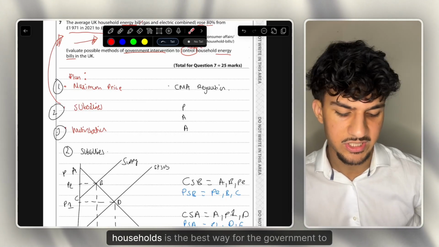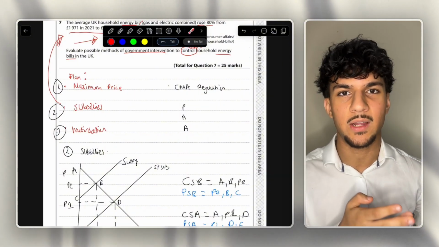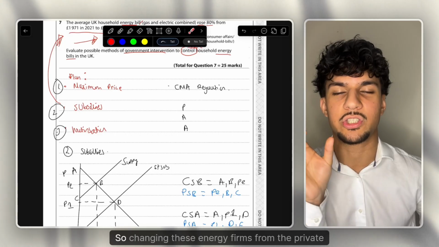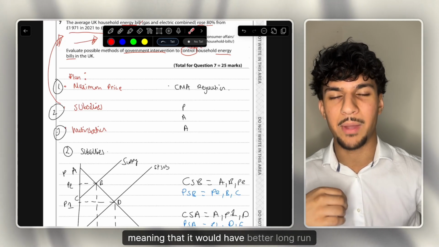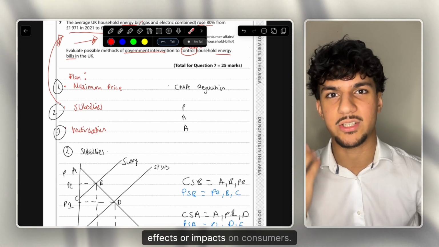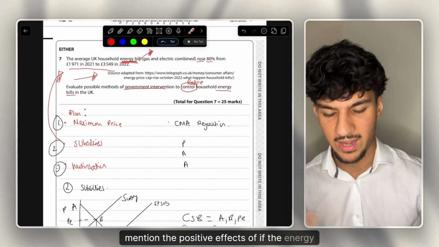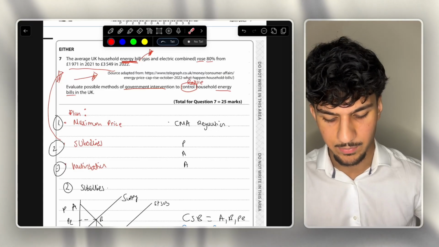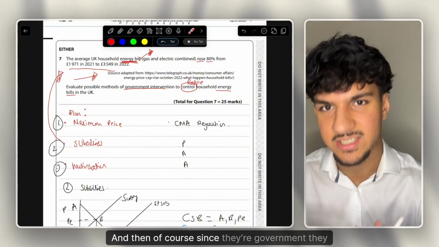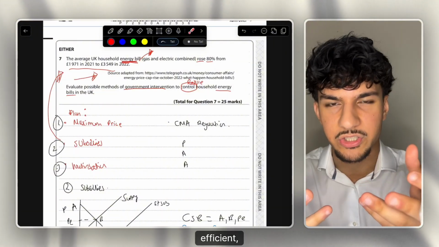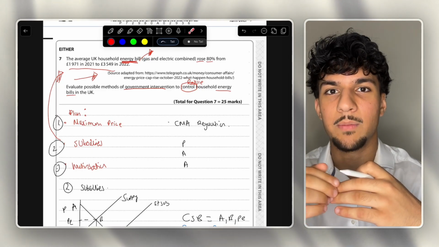providing subsidies to households is the best way for the government to control household energy bills, as the government could allocate these resources to the process of nationalisation, so changing these energy firms from the private sector to owned by the state, meaning that it would have better long-run effects or impacts on consumers. And then you could just basically mention the positive effects if the energy sector was nationalised, like they would buy all the energy, so they would have more bulk buying power, and then of course, since they're government, they want to be allocatively efficient. They want to provide benefit to society. They could maybe even take a bit of a loss, so the society could benefit.